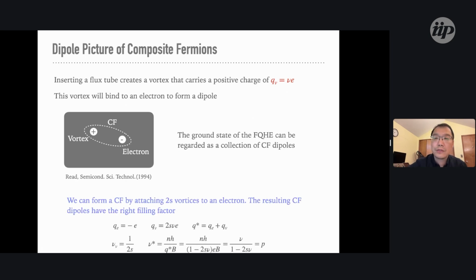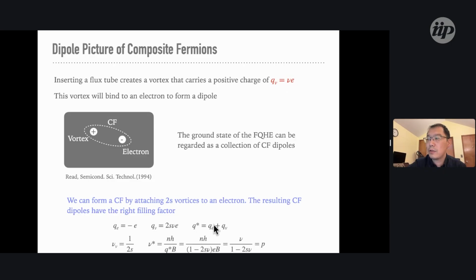Here we can do a very simple calculation. My electron carries the charge minus e, and my vortex by design carries the charge of 2s times nu e, so I'm considering a 2s-fold vortex.